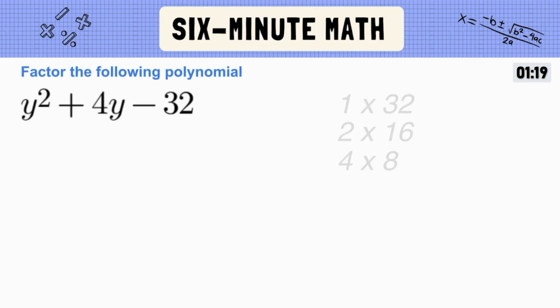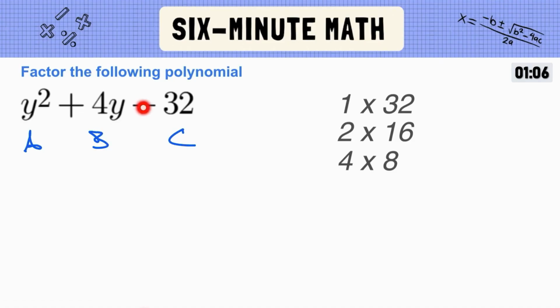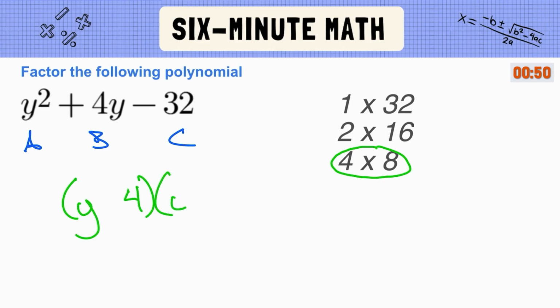Let's check out our last example here. We have y squared plus 4y minus 32. And I have my factor u. So again, I have my a, b, and c values. And I have this negative, which is telling me which two of my factors have a difference of my b value. Well, that would be 4 and 8. So I know that those two are my numbers in my binomial factors.